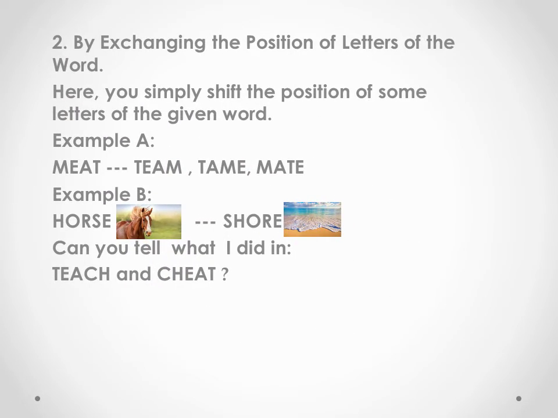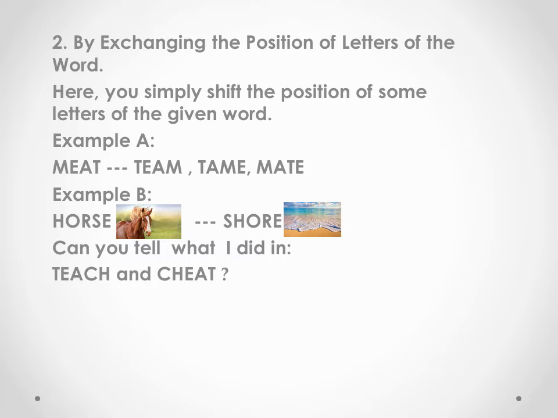Now there is a second way of forming anagrams. Here, we simply exchange the position of letters of the word. And what I mean is that you simply shift the position of some of the letters of the given word in which you want to form your anagram. So if I have the word meat and team, you see what I have to do?